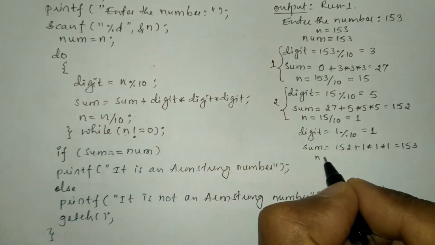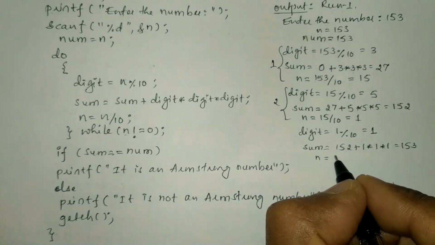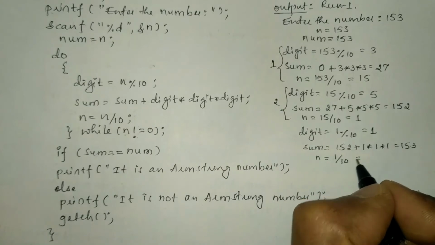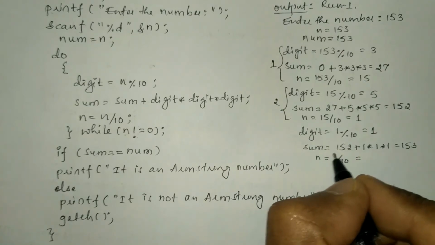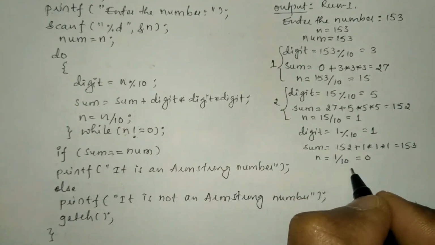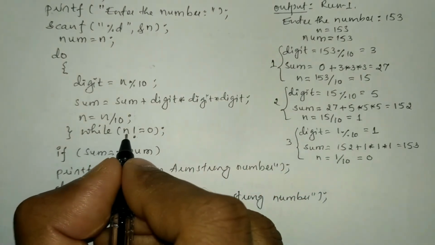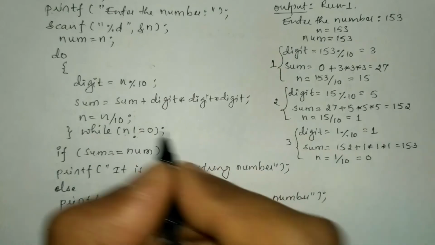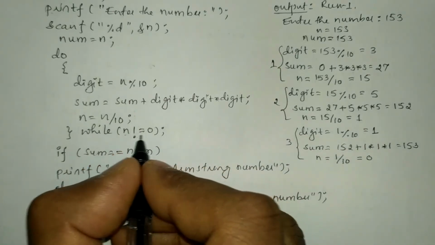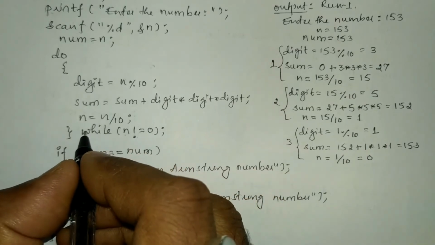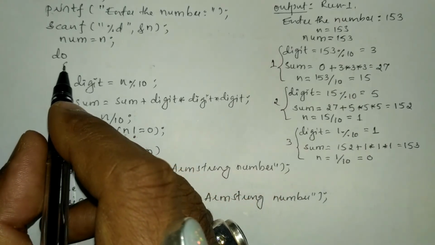Next, the third instruction is n is equal to, n value is what? 1, and integer division by 10. So here 1 is the remainder and the quotient becomes 0. So here the quotient is 0. So the third iteration is over. Here we are going to check this condition. N is what? 0. 0 not equal to 0? No, it is equal to 0. So this condition fails. Once the condition fails, the control never goes back to do.